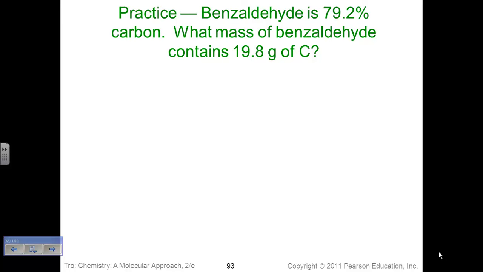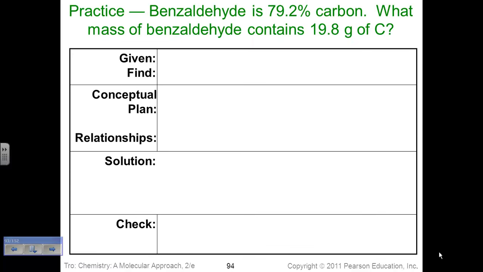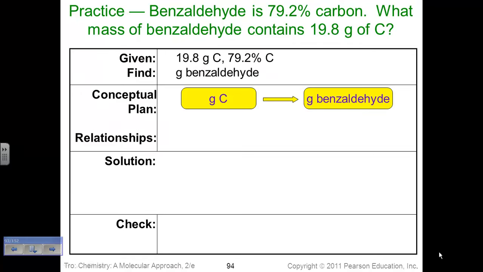Benzaldehyde is an organic compound. Benzaldehyde is 79.2% by mass carbon. What mass of benzaldehyde contains 19.8 grams of carbon? Now, I would not expect you to know the formula of benzaldehyde. It will be given to us. In this problem, you would be told that it contains 79.2% by mass carbon. That is a given quantity.